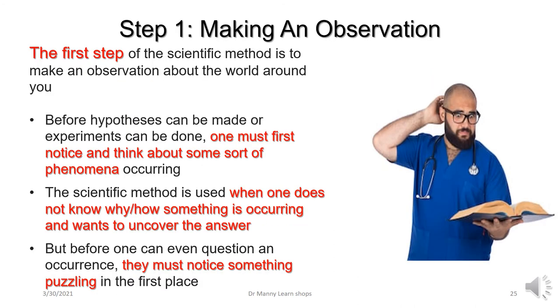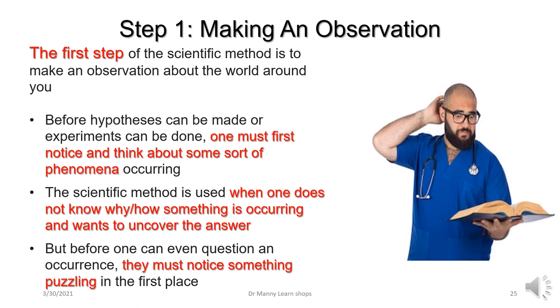As I said, the first step is making an observation. This is about you. You've got to notice something and think about something in relation to the phenomena occurring. That's the whole point. And the scientific method is used when someone doesn't know why, how, or something's occurring and wants to uncover the answer.